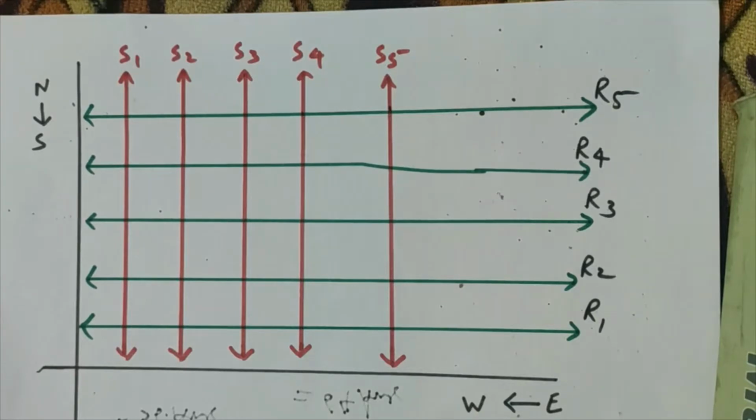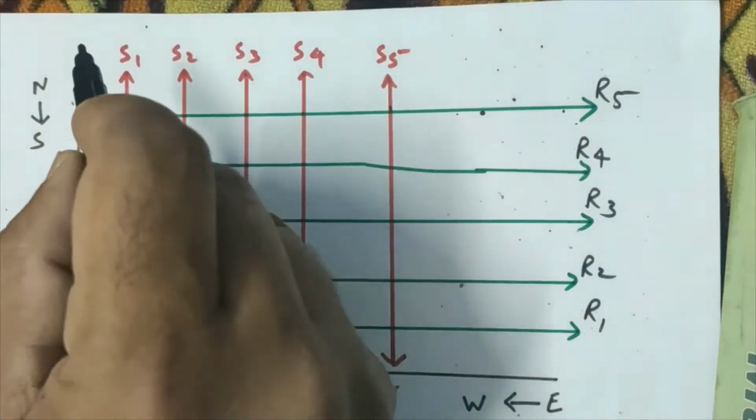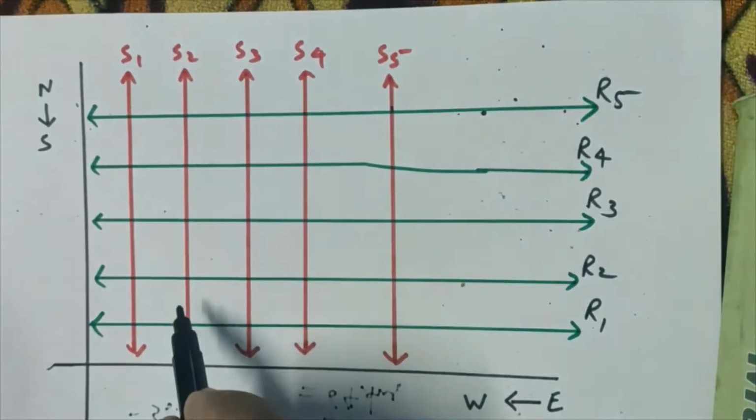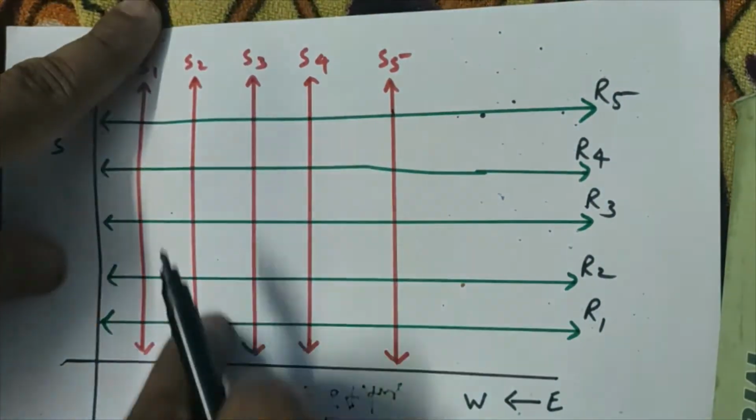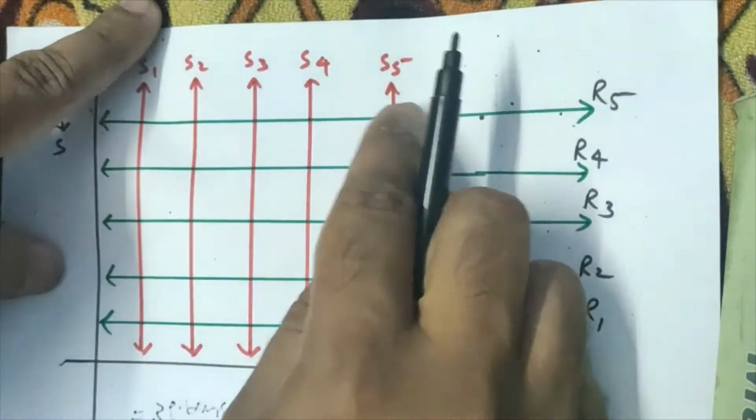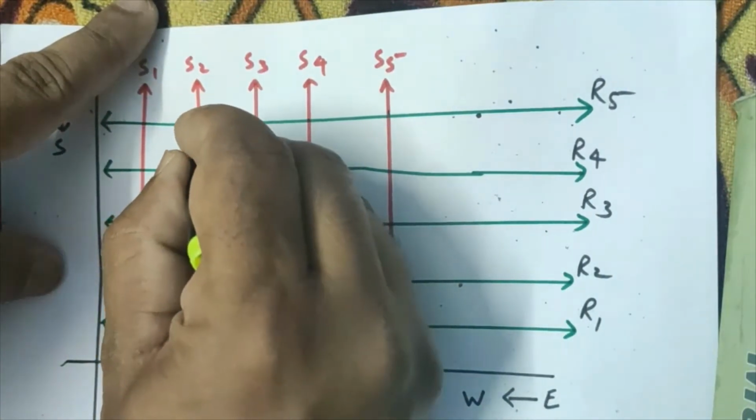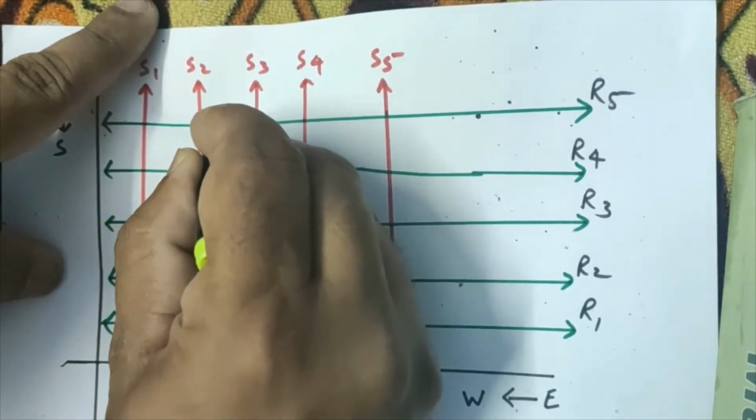So if we locate the cross point 2 comma 5, this is the second street and the fifth street. The second street, this one, and the fifth street, this one. So they are intersecting at this point. So this point is 2 comma 5.